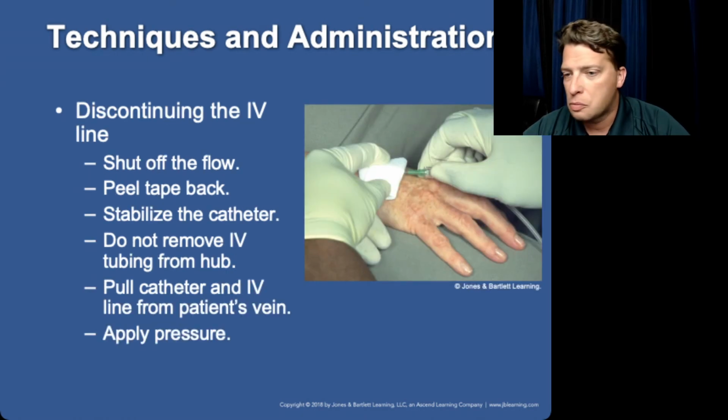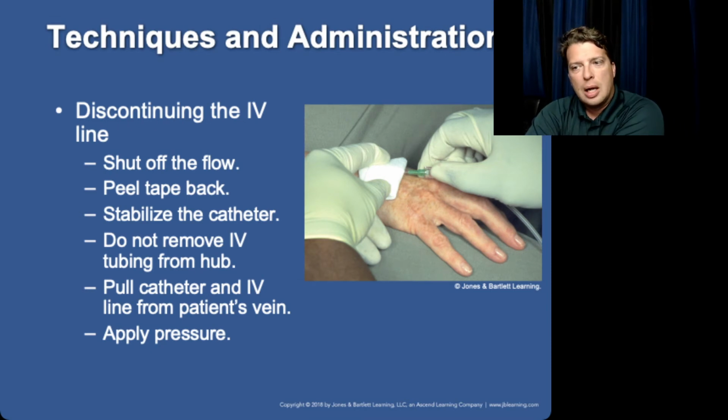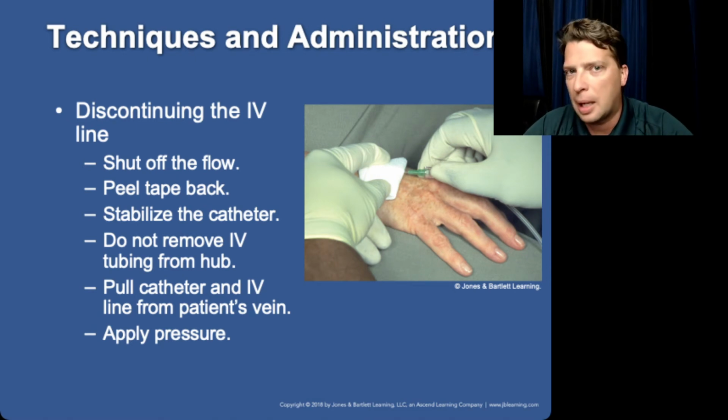Removing the IV line. Pretty straightforward. Take 2x2s or 4x4s, fold it up, place it on top of the catheter, and then kind of like when you're taking a Band-Aid off, you just do it. You don't pull it out slow. Place pressure at the insertion site, and then jerk that IV catheter out really fast and get it over with.